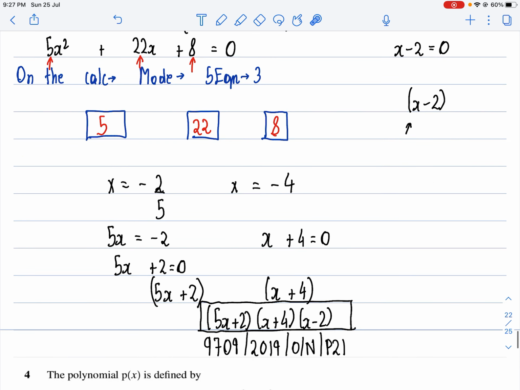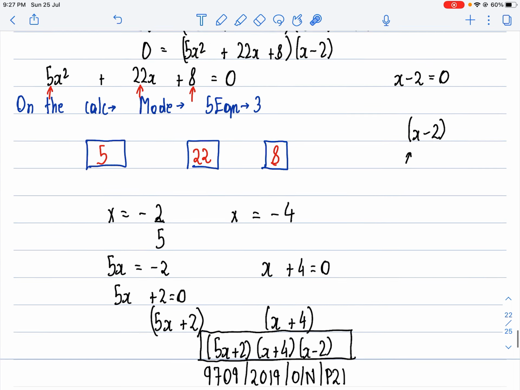Then, input the coefficients, get the values of x. If it's a fraction, first take the denominator to the other side, then take the numerator, like I did it in the sum. And then you simply get your three factors.